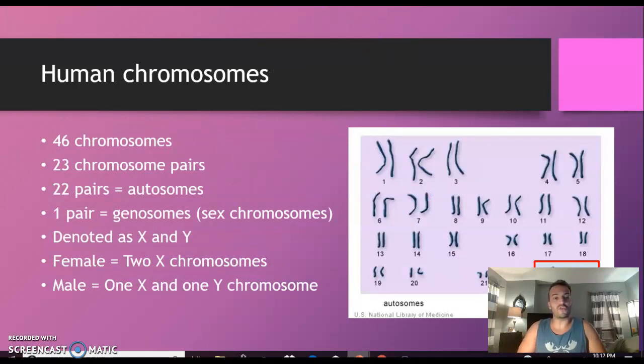So there are 46 chromosomes in a human being, and there are 23 pairs. 22 of these pairs are autosomes, and one pair is a genosome, also known as a sex chromosome. They're denoted as X and Y. The female has two X chromosomes, and the male has only one X and then one Y chromosome. If you look at the picture to the right, the chromosomes highlighted in the red box are the chromosomes that we are specifically talking about here.